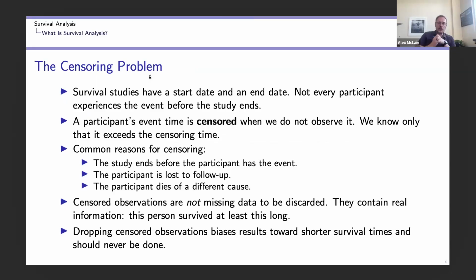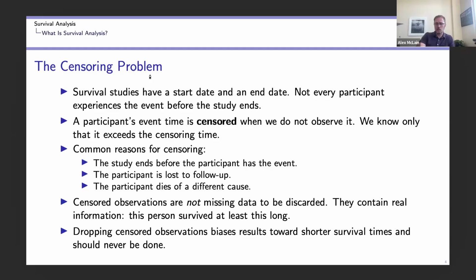So one thing that's unique about survival analysis is something called censoring. Survival has a start date and an end date, but not every participant has a start date and an end date that we observe. What can happen is that the event time, the end date, often is censored. We don't observe it. We only know that it exceeds some particular time. So for example, when the study ends, all the participants that have survived until the end of the study are censored at that point.